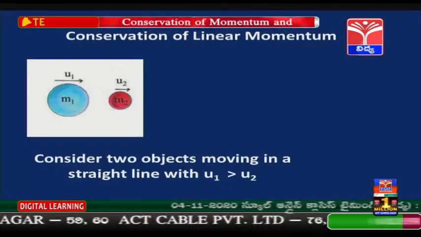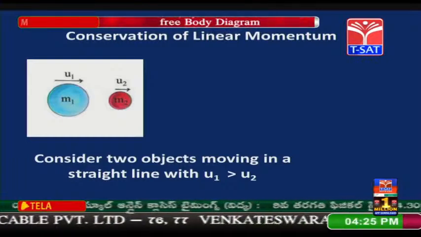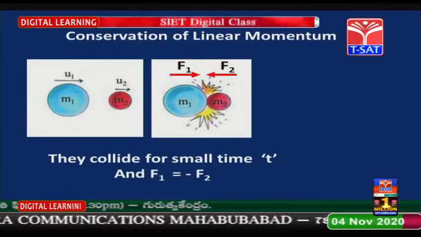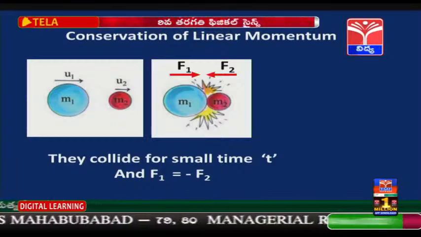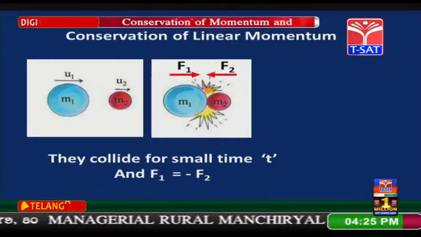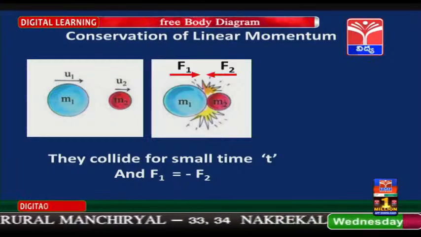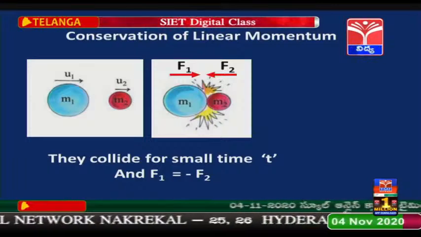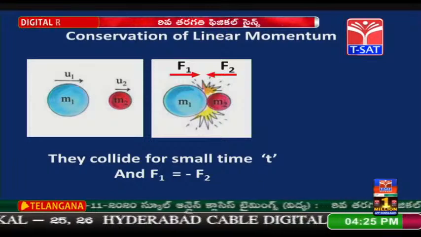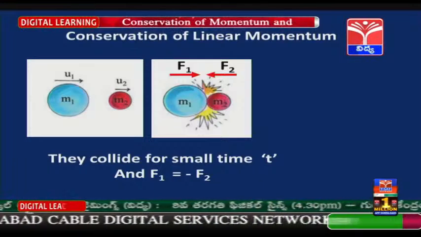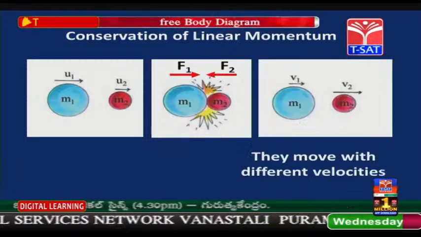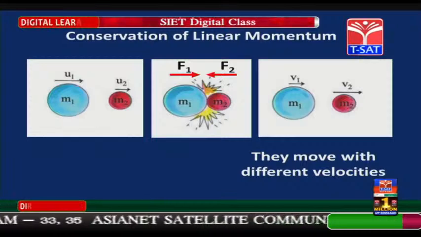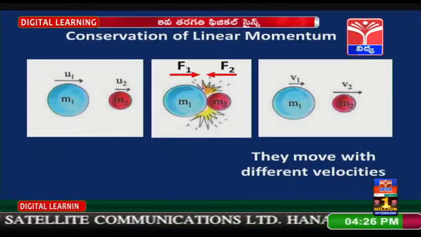In this case, what happens is m1 is going to collide with m2 and then it applies a force F1 on m2. From Newton's third law, every action must have equal and opposite reaction. So, m2 applies equal force, we call it as reaction, which is F2, and both F1 and F2 will be equal in magnitude, but opposite in direction. Hence, we write F1 is equal to minus F2. After the collision, they move with different velocities. Let us say mass m1 moves with velocity v1 and mass m2 moves with velocity v2.